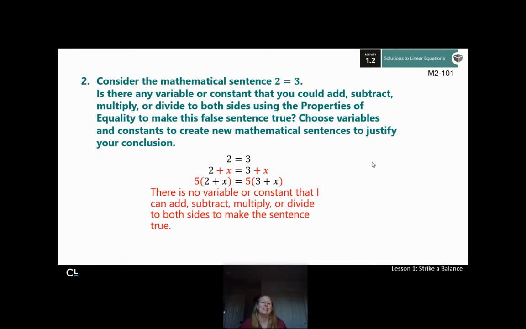So there is no variable or constant that I can add, subtract, multiply, or divide to both sides to make the sentence true. If I follow the properties of equality, the sentence is always false. 2 will never equal 3. Those properties of equality aren't going to change that no matter how hard I try.